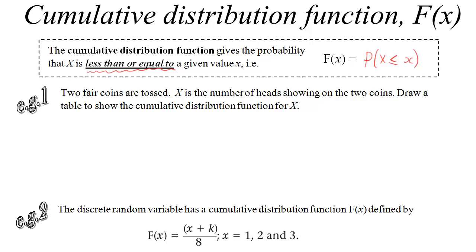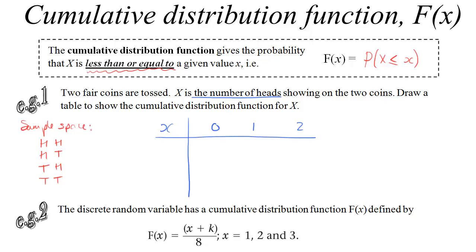So let's look at an example. We're tossing two coins and x is the number of heads showing. Okay, so a quick sample space will allow me to work out what's going on. And I'm asked for the cumulative distribution function for the number of heads. Okay, so my three options are 0 heads, 1 head, or 2 heads. And I can work out the probabilities very simply.